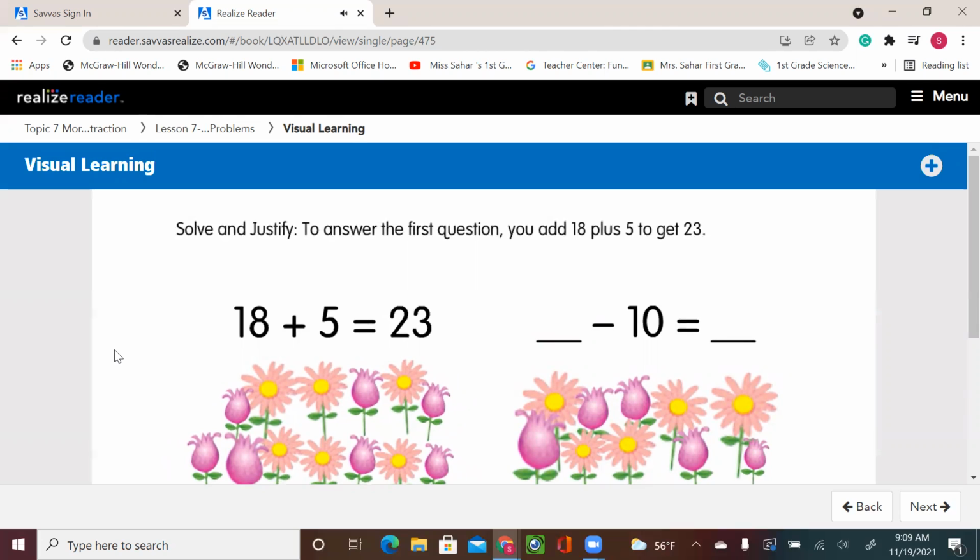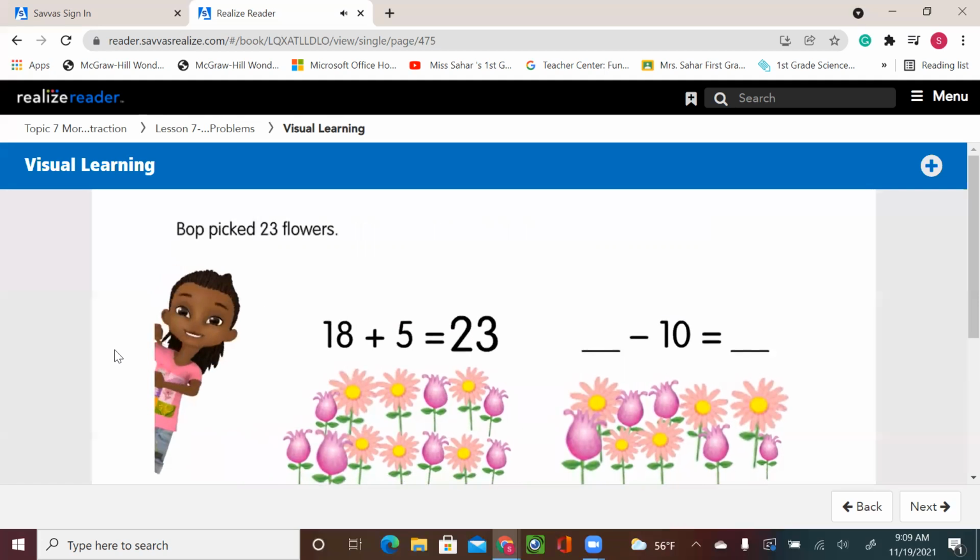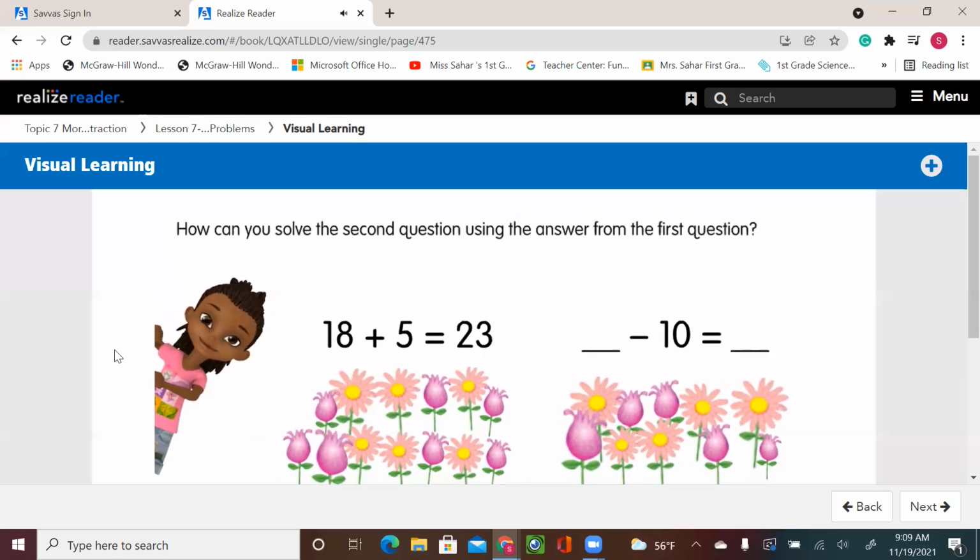Solve and justify. To answer the first question, you add 18 plus 5 to get 23. Bob picked 23 flowers. How can you solve the second question using the answer from the first question?